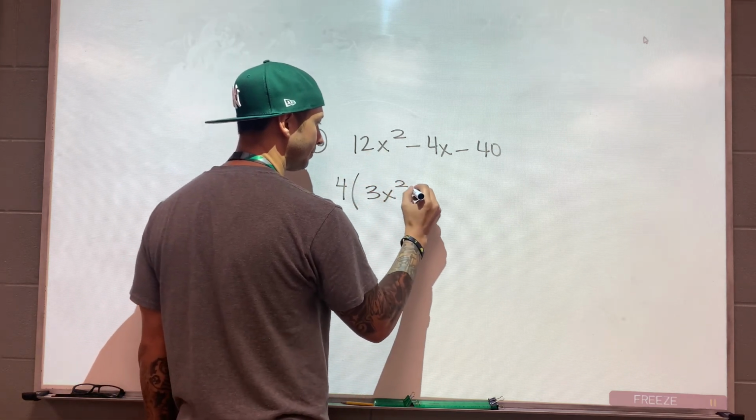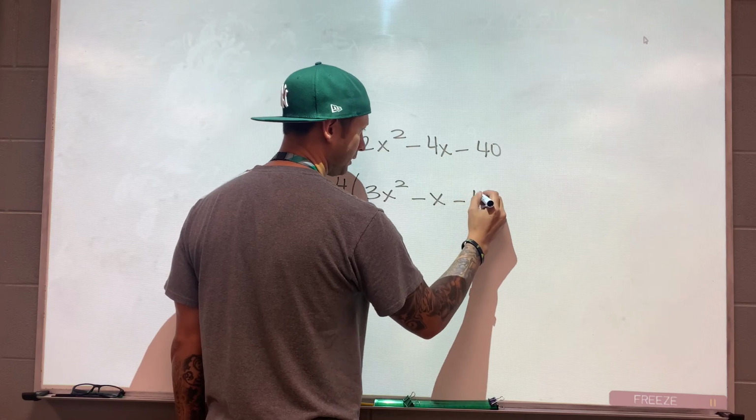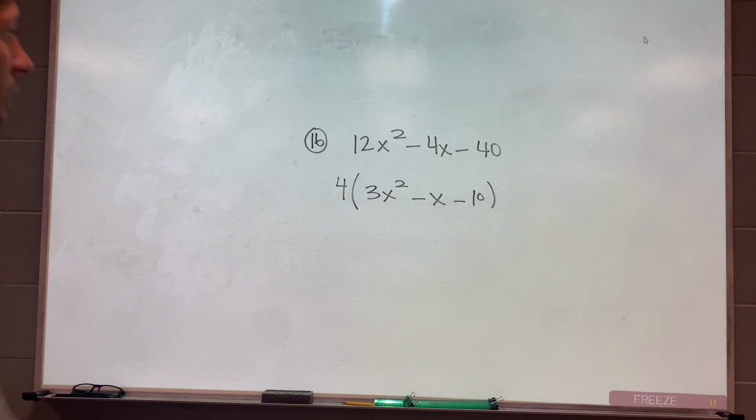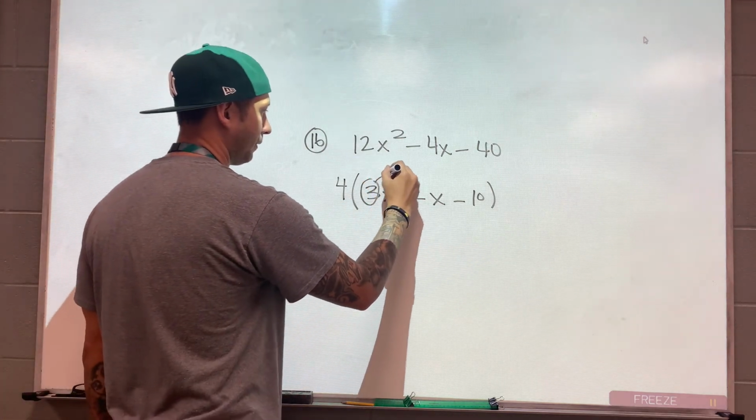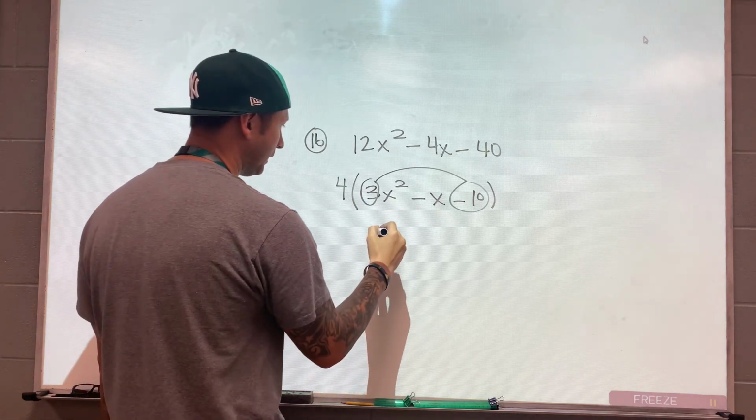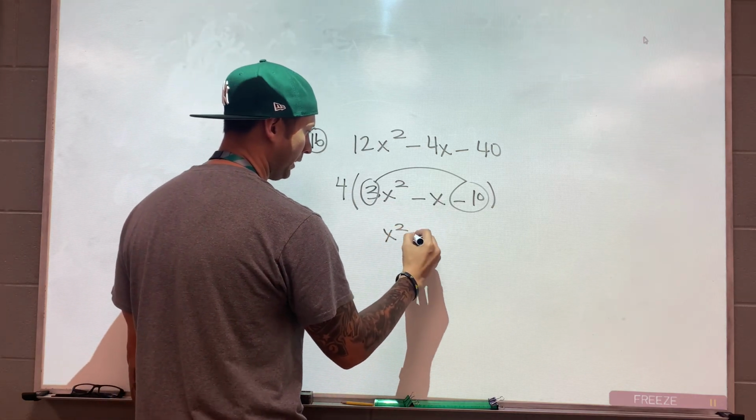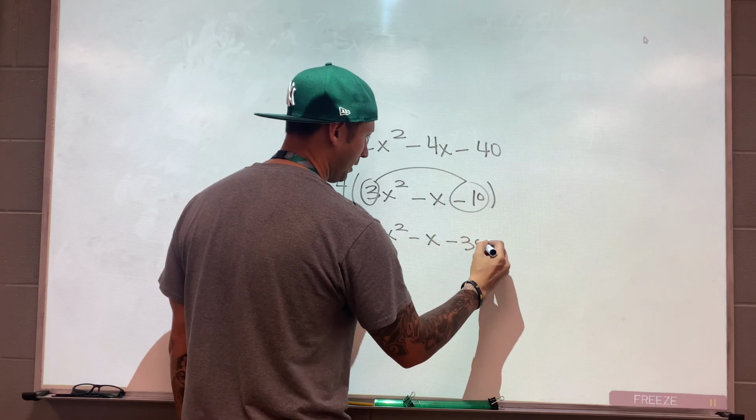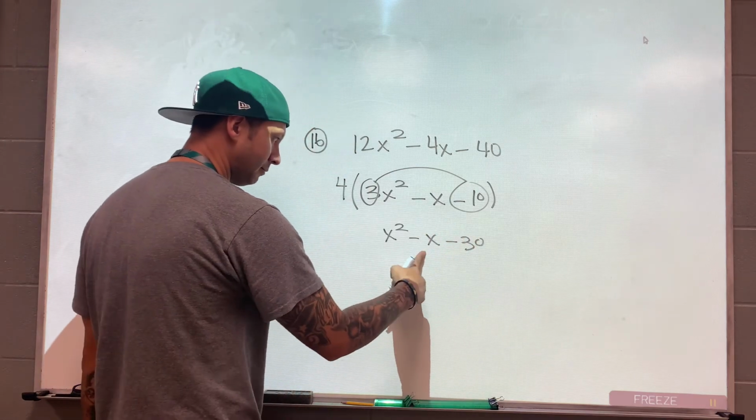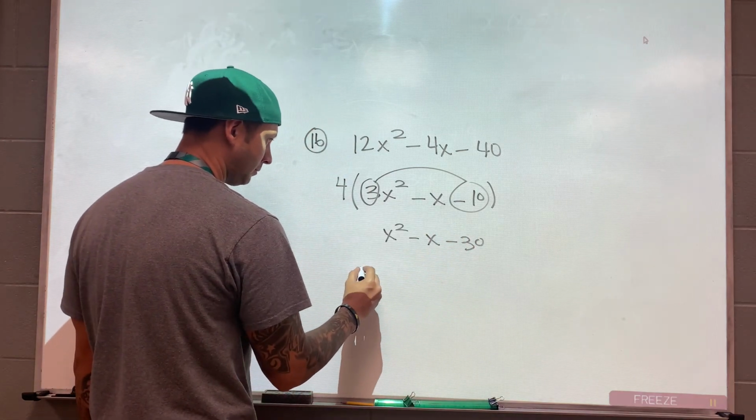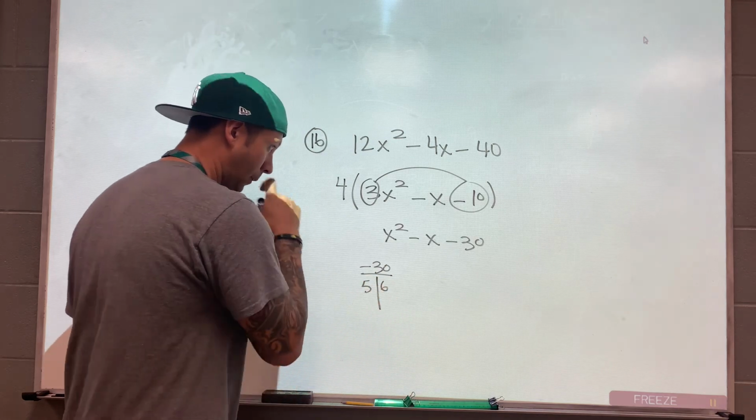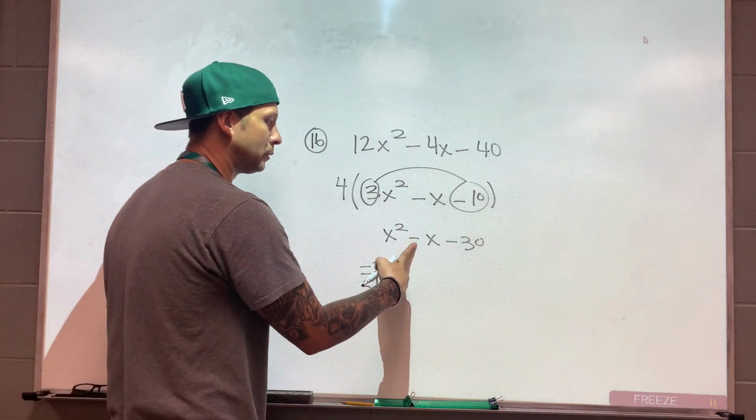3x squared minus x minus 10. I like where this is going. All right, so I'm going to multiply, because the leading coefficient isn't 1, I want it to be 1 for this to work. So this is going to be x squared minus x minus 30. Two numbers that multiply to make 30 and add up to -1: 5 and 6. One of them has to be negative. It's going to be the big one.